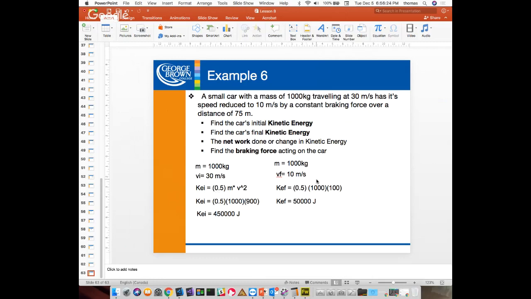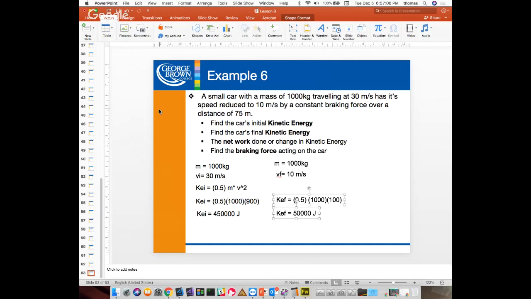So v final, v initial, and then we know that the kinetic energy final is 50,000 joules. Kinetic energy initial is 450,000 joules. So the difference in kinetic energy is something like 400,000 joules loss, right? Okay, 400,000 joules. And what else do we calculate in joules? Work, right? We know work is in joules, and work is the amount of force over distance, right?